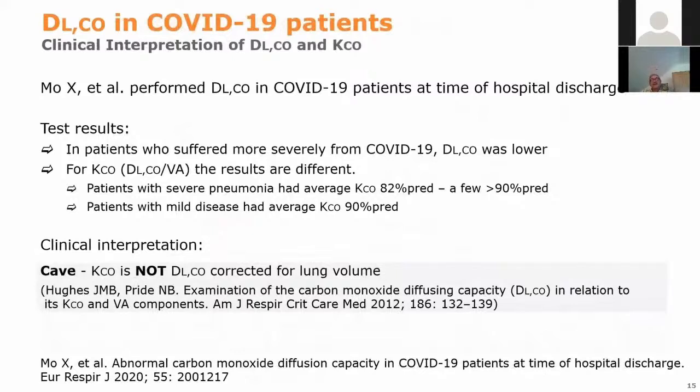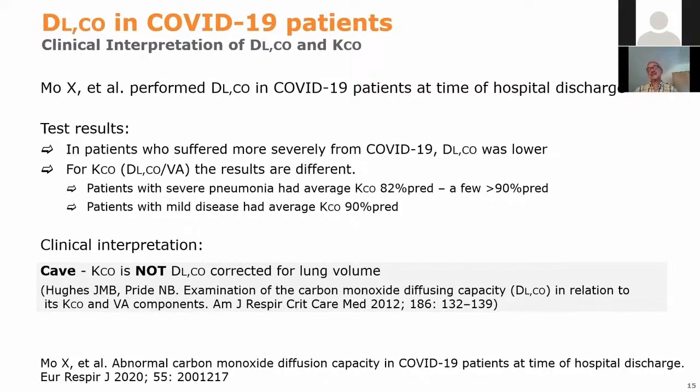So now DLCO in the background of the COVID-19 pandemic. There is a clinical study by Mo, and he studied COVID-19 patients at the time of hospital discharge. And his test results, of course, he could very well differentiate and classify the disease, the degree of disease by the test result of the diffusion capacity. That was no problem. That's the first result.